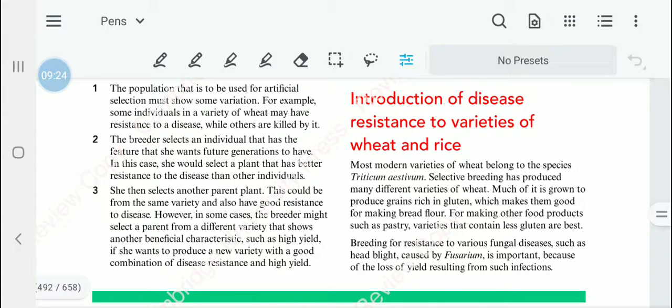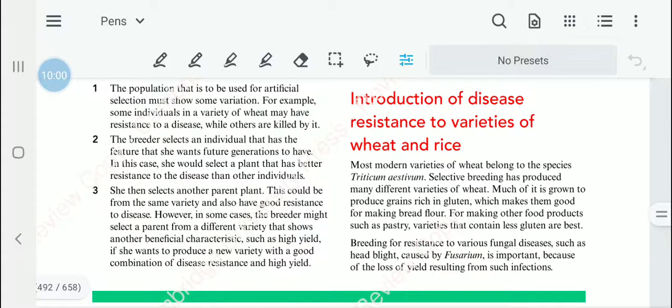Number 3, another parent, either from the same variety with good resistance to the disease, or a different parent, or a parent from a different variety of wheat. So obviously this has to be wheat. You can't select a mango tree and make it breed with wheat. So they have to be compatible as well, right?